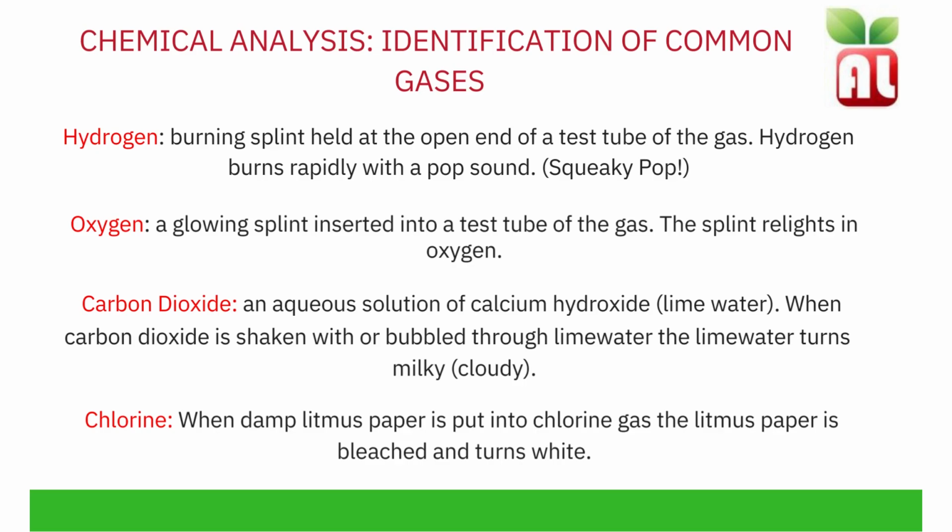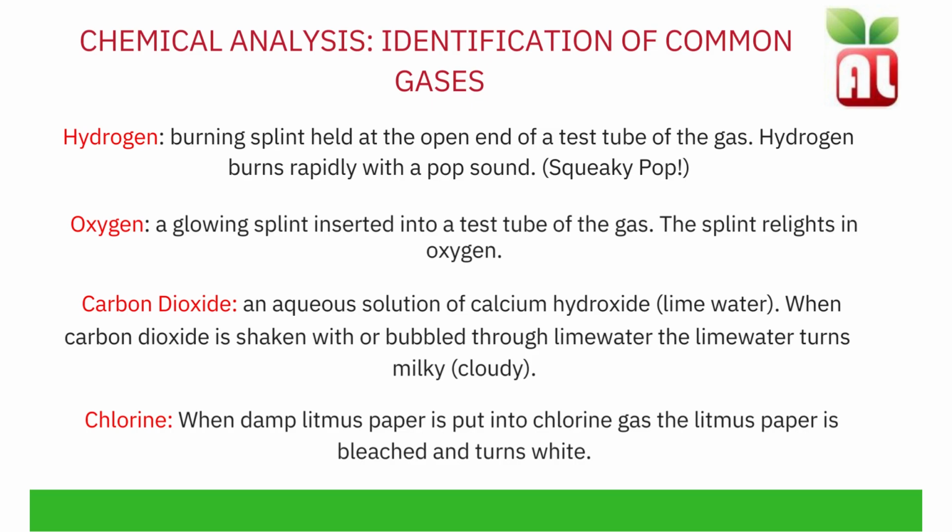Identification of common gases. It's typically very difficult to identify a gas because you cannot see it. Hydrogen can be tested when a burning splint is held at the open end of a test tube, and hydrogen will burn rapidly with a squeaky pop sound. To test for oxygen, a glowing splint is inserted into a test tube of the gas. The splint relights in oxygen.